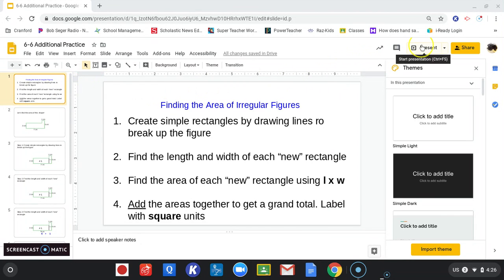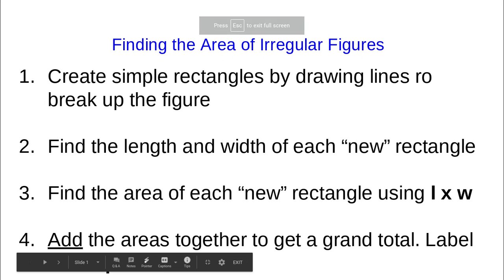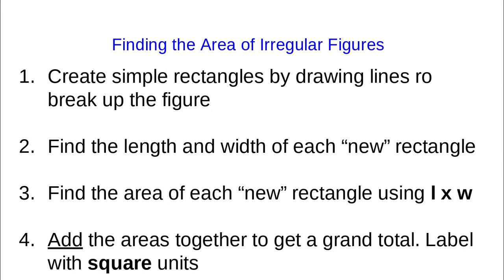Hi, Miss Curdy here, and today we are going to do some additional practice with topic 6-6, finding the area of irregular figures. In order to do this, it's going to be a 4-step process, and it's definitely a lot trickier than finding just the area of a regular rectangle, because there are more steps. So here are the 4 steps that we're going to do to figure this out, and we'll do these 4 steps each time we get a new problem.